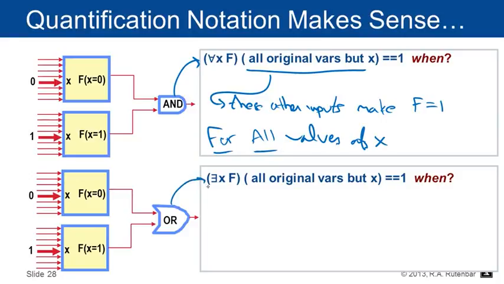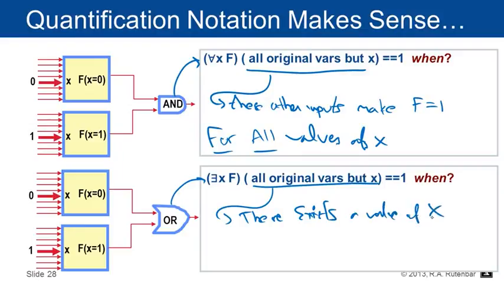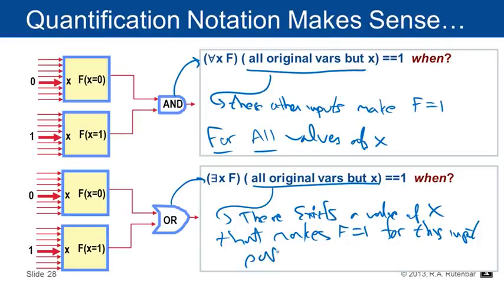Well, what about this one, there exists x, f? What makes that guy a 1? Well, it's sort of the same thing, right? It must be the case that there exists a value of x that makes the original function equal to 1 for this input pattern of the other variables.